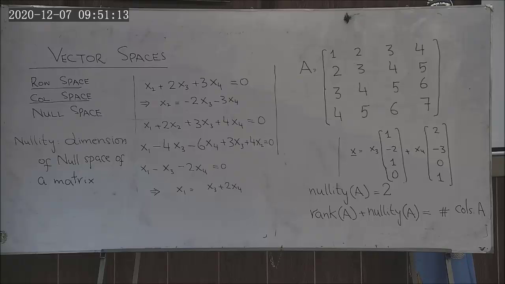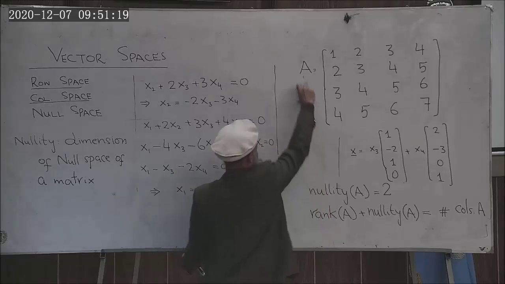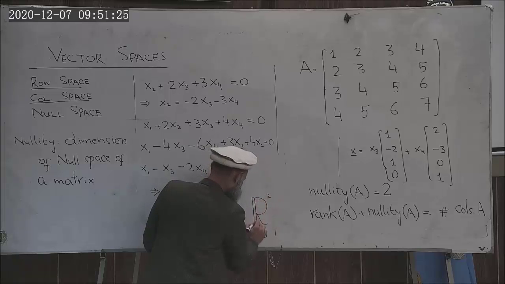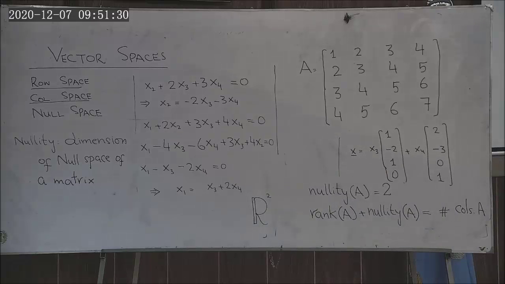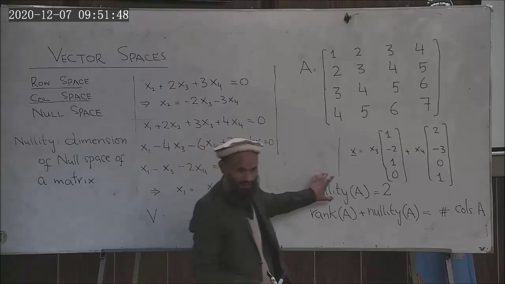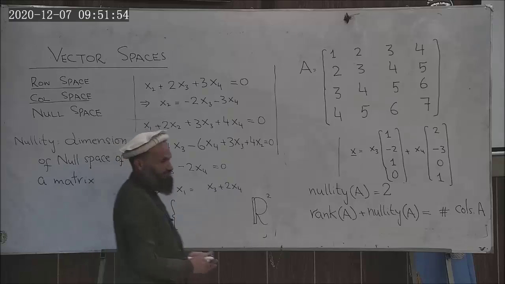So now there was a question. The question is: this null space of this matrix A, is it the same as R2? What is R2? How did we define it? The dimension of this null space is also 2. The only difference is these are two quite different spaces.